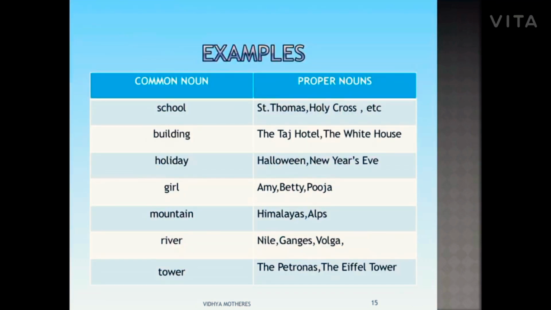Here are a few examples of common noun and proper nouns.